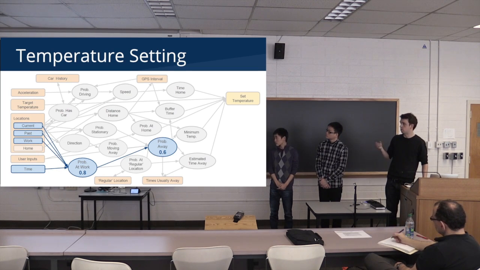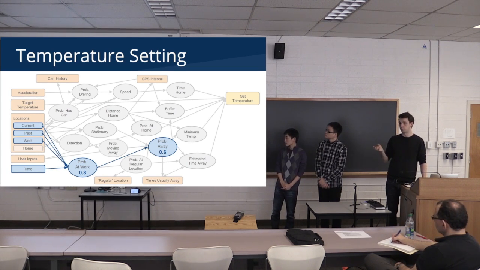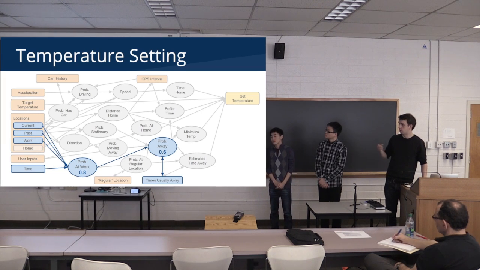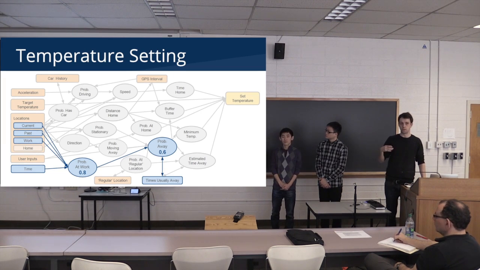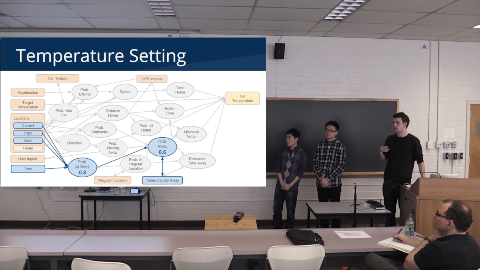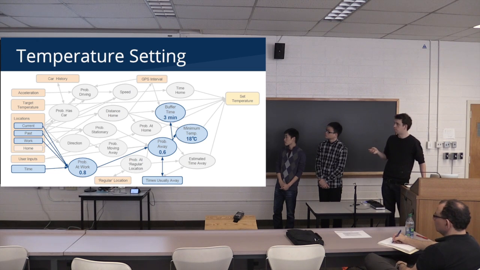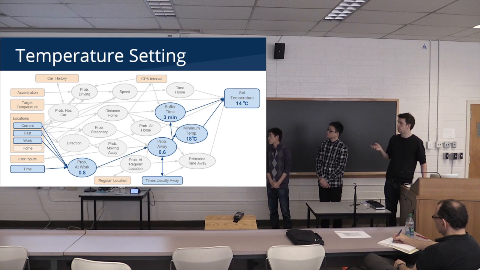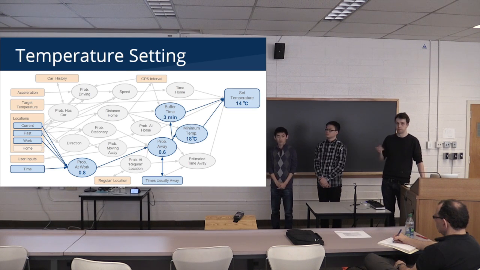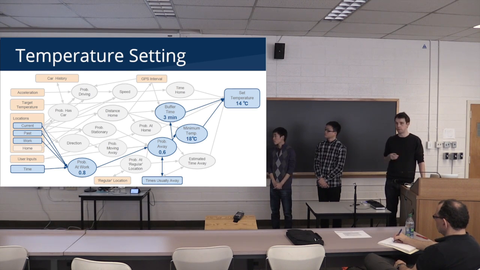And this will all translate to a high probability that I'm not about to return home, which is also helped by the fact that usually during these times I'm not going to return home immediately. This translates into two variables that we call buffer time and minimum temperature, which essentially just allows us to set a riskily low temperature, currently of 14 degrees, because I'm unlikely to return home anytime soon.